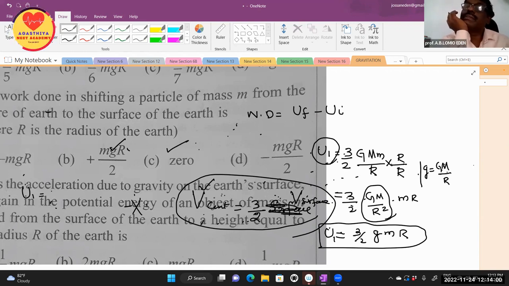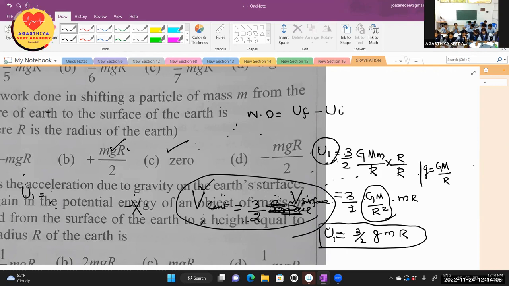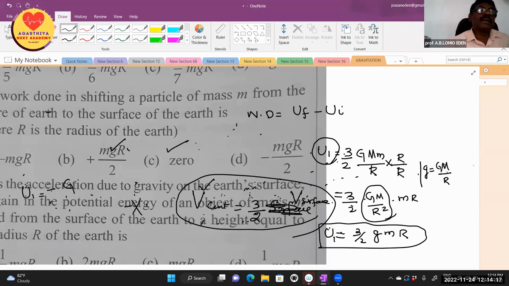Can you tell me that initial potential energy? Anybody? Initial potential energy at the surface of the earth. What is that? Minus G capital M small m divided by R. This can be written in terms of g as minus mgR. Now subtract these two values, and we'll get the answer.